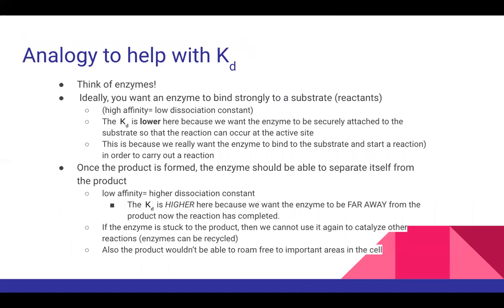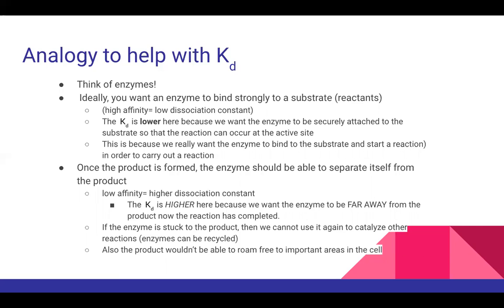Next slide. One way to help conceptualize KD is to think about enzymes. Remember the Goldilocks hypothesis that Michelle was talking about earlier? You don't always want to have really strong bonds. Sometimes you want the protein to let go of whatever it's binding to. For example, you want an enzyme to bind strongly to a substrate or the reactants, so the KD would be lower here because we want the enzyme to be securely attached to the substrate.